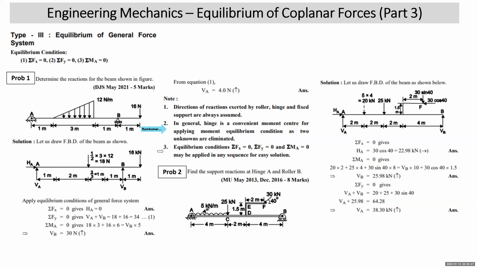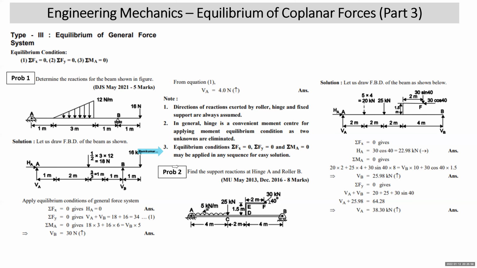And the third point: you can apply the equilibrium conditions sigma Fx is equal to 0, sigma Fy is equal to 0, and sigma MA is equal to 0 in any sequence, as per our convenience. Whatever is convenient to us, we can apply that equilibrium condition first. It is not necessary that you start from sigma Fx equal to 0, or sigma Fy equal to 0, or sigma M equal to 0. All right. Now, with the understanding of all these important points, we start with the second problem.